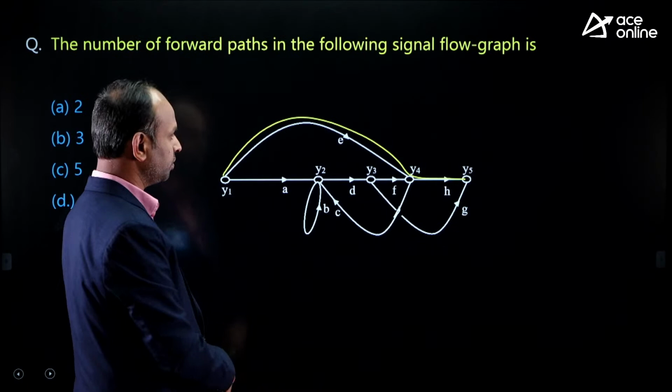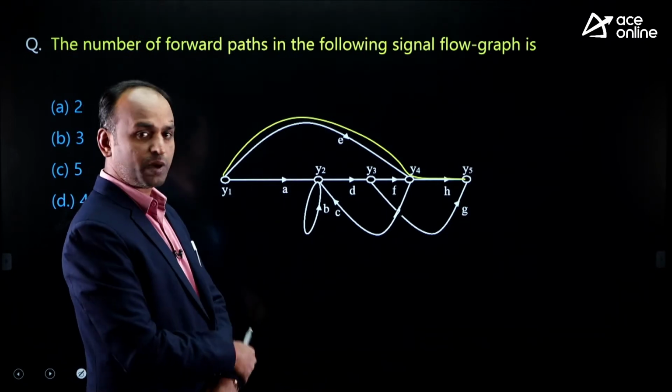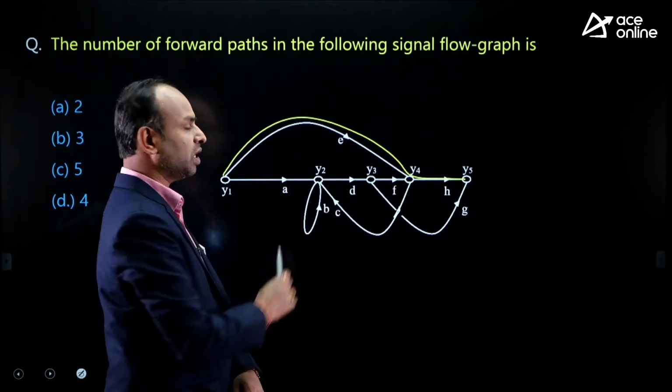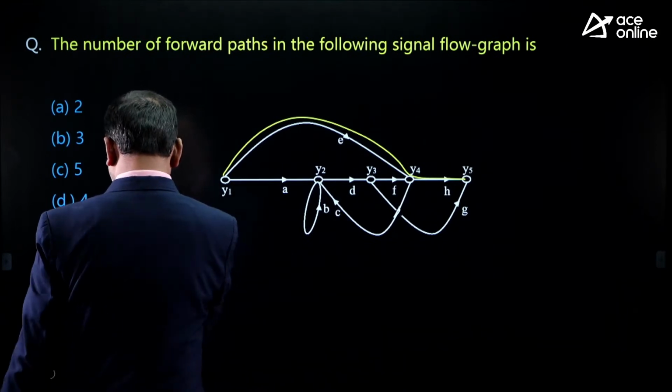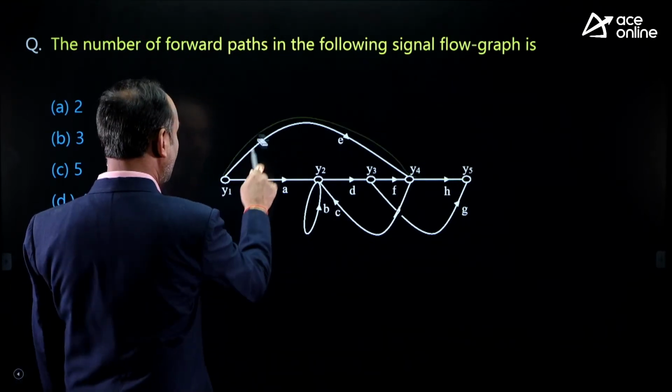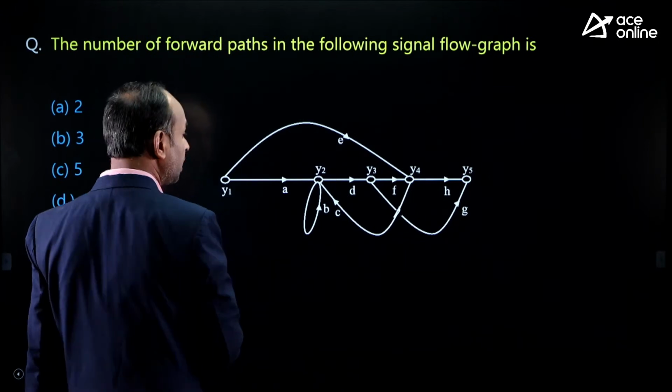This is the second forward path. Observe, this is the second forward path. First is a straight forward path. Now, as of now, two forward paths are completed. Now, third forward path, observe the third forward path here.